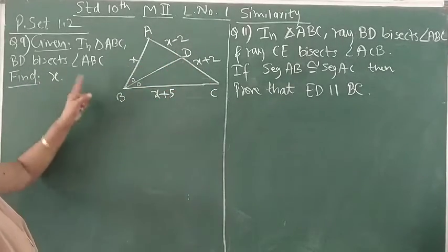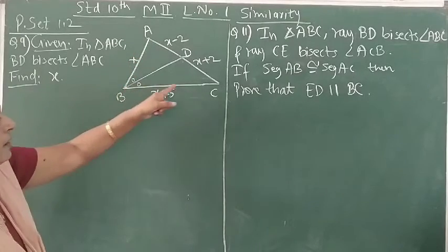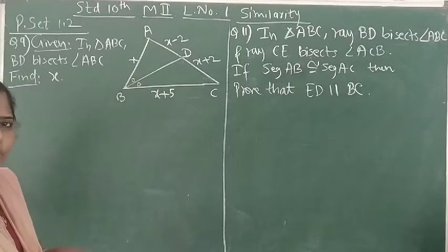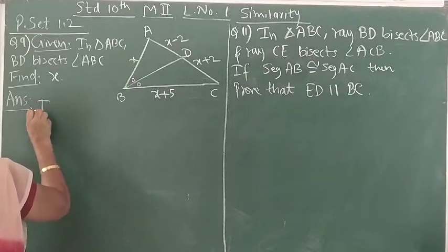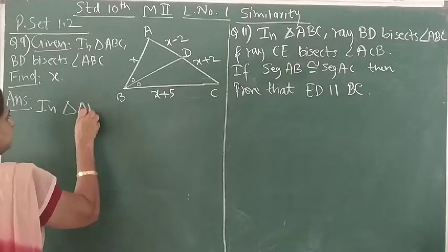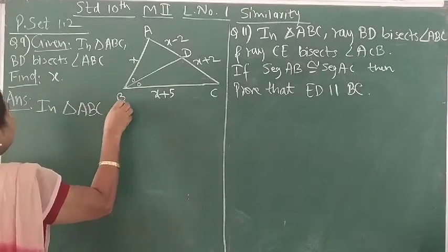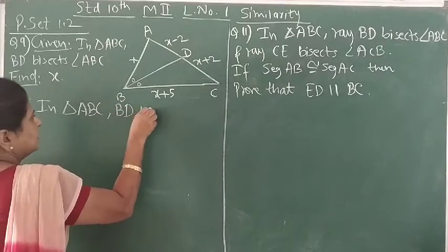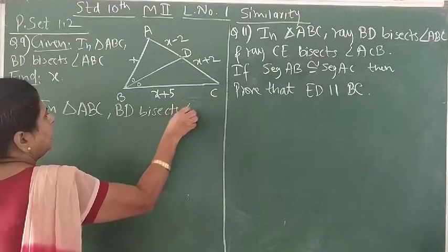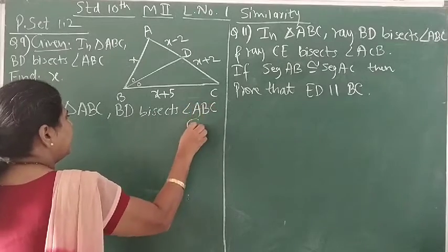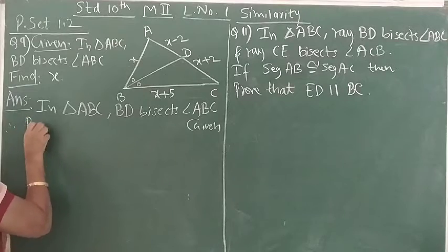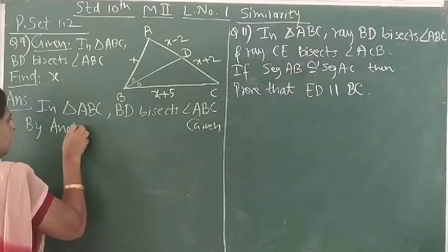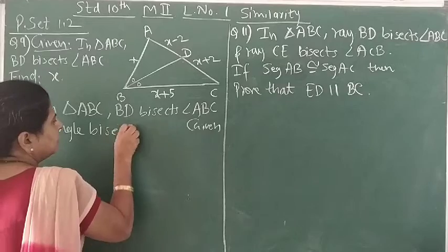To find x, and as BD is the bisector of angle ABC, we need to use the angle bisector theorem in triangle ABC. So let's start the answer part. Let's write: in triangle ABC, BD bisects angle ABC. This is given to us. Therefore, by the angle bisector theorem.